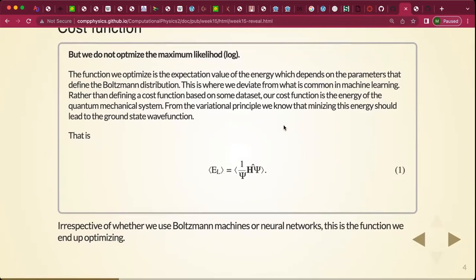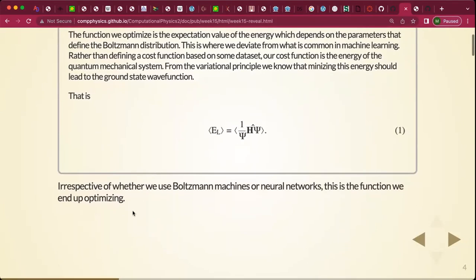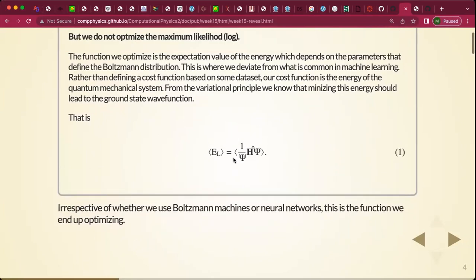And if we minimize the energy, we know that this should lead to the ground state wave function. So irrespective of whether we use Boltzmann machines or neural networks, this is the function we have to optimize. So just keep that in mind.